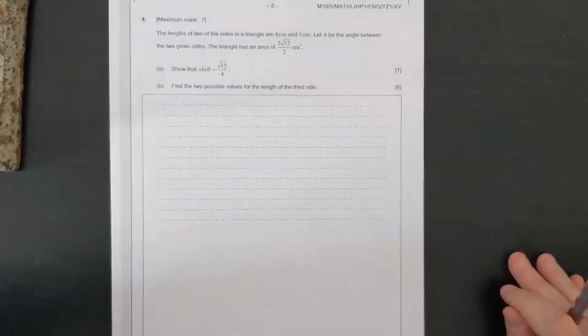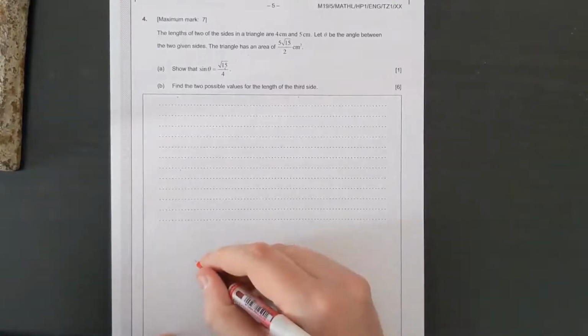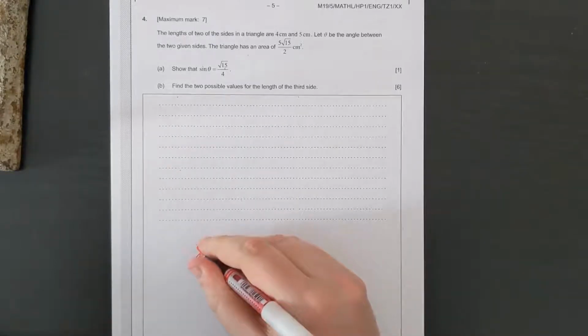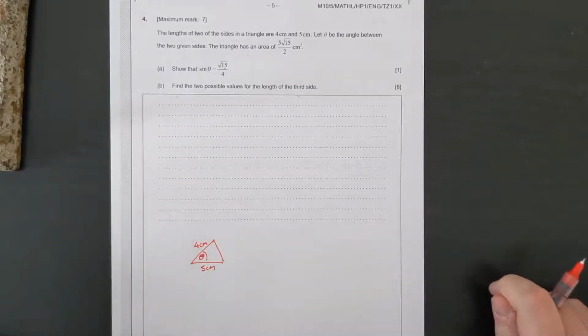Question 4 steps it up slightly, but it gives you a nice hint in part A. The lengths of two sides of a triangle are 4 centimetres and 5 centimetres. Let theta be the angle between the two given sides. First thing I'm doing, therefore, is drawing a diagram. No idea what my triangle looks like. Doesn't really matter. It just matters that I have some visual idea of what's happening.